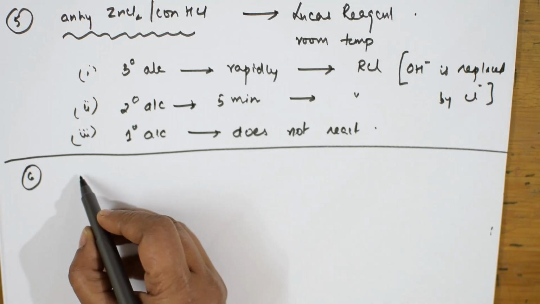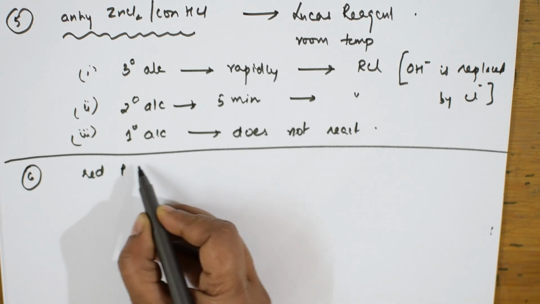Now let us come back to one more. Suppose in the exam paper, on the top of the arrow, you are given red phosphorus in the presence of X.